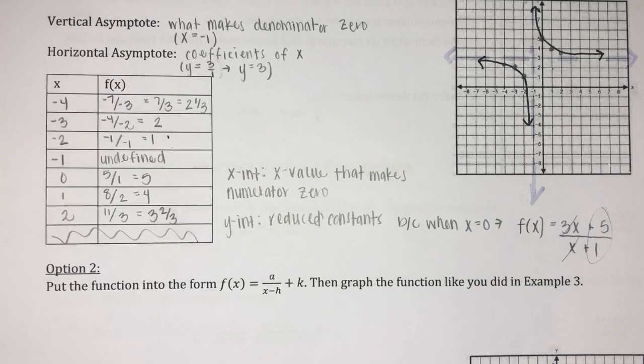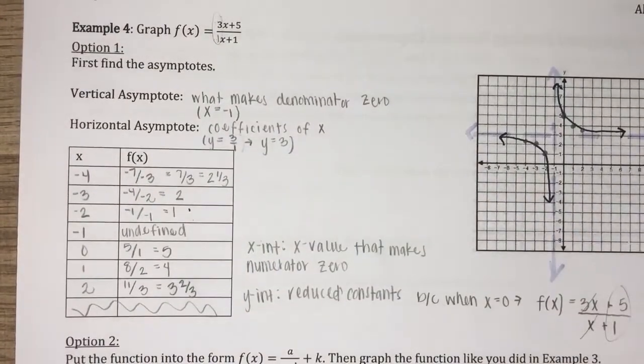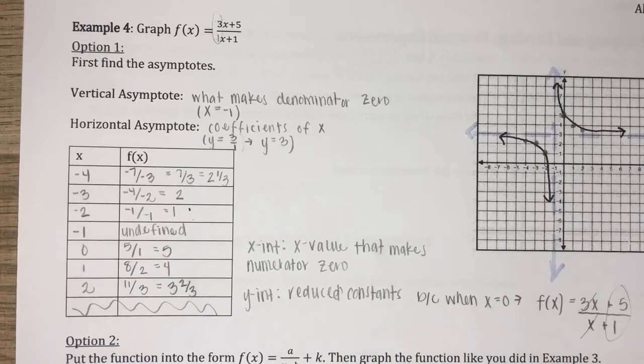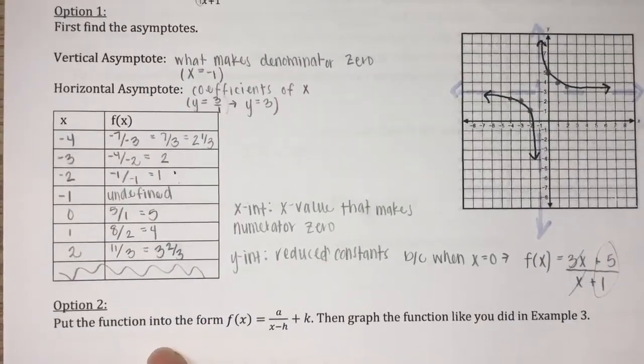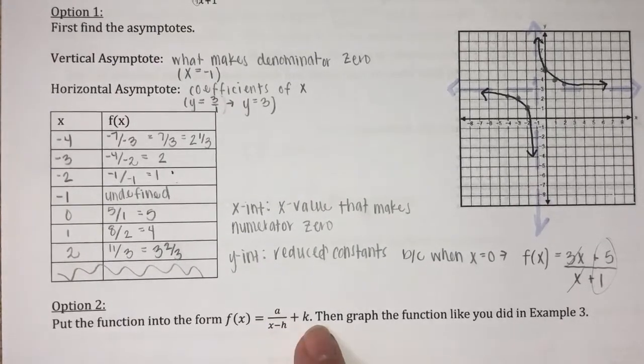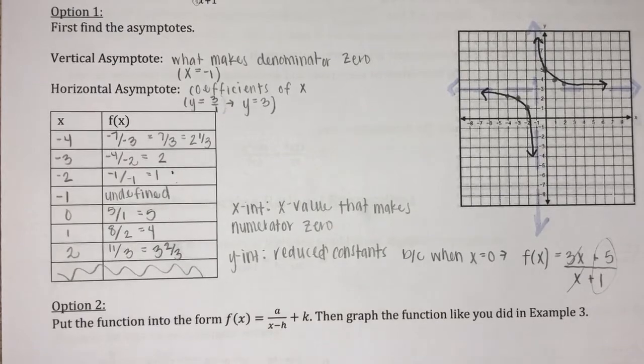Okay, so there's one more strategy that you can use in order to graph a function that has the x in the numerator like I was talking about up here, and that's to change it to the other form using either long division or synthetic. So option 2 says put the function into the form f of x equals a over x minus h plus k, and this tells us our transformations, and then graph the function like we did in example 3.